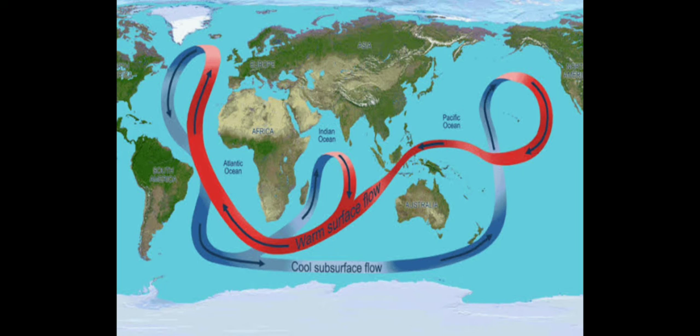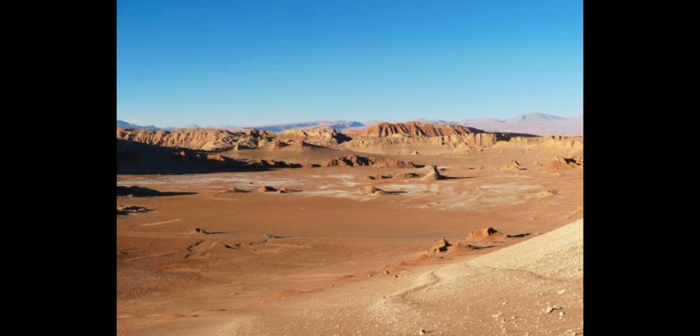Whereas cold ocean currents are dense and flow below the surface of oceans. They reduce the air temperature of places they flow close to. Coastal deserts form in this manner. The Atacama Desert in South America is one such example.